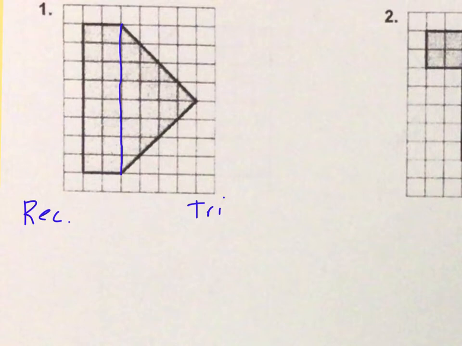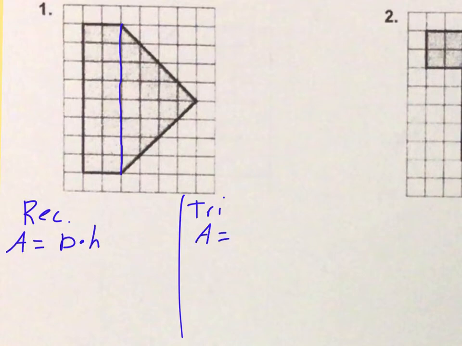Now, how do I find the area of a rectangle? Area equals, well, let's draw our lines here so we have room. Base times height. Triangle, area equals base times height divided by 2. Okay, nothing on here is labeled, so let's give it some labels. We know that this is 2, and then if we count here, we're going to go 1 square, 2 squares, 3, 4, 5, 6, 7, 8. So we know that this is 8.